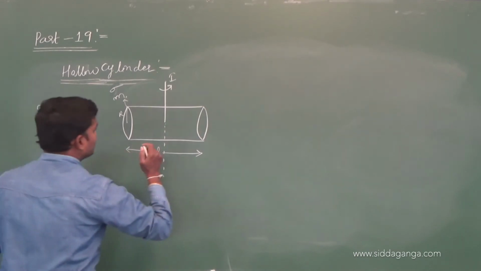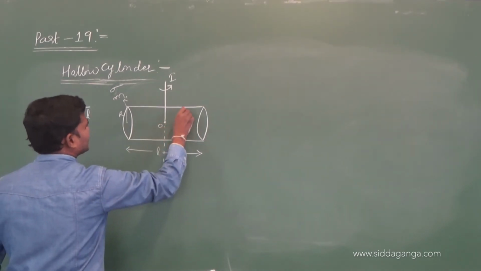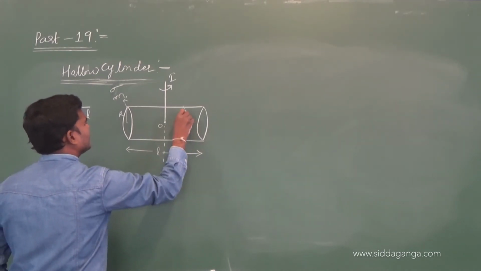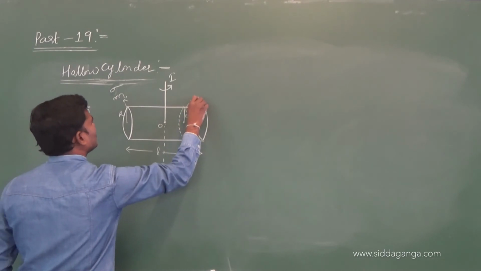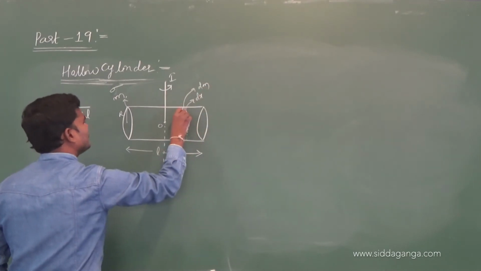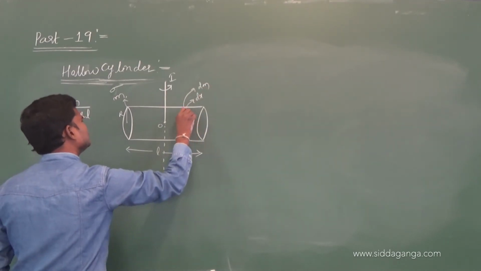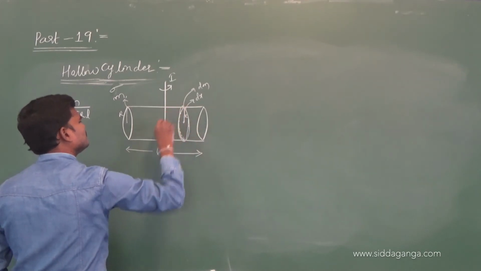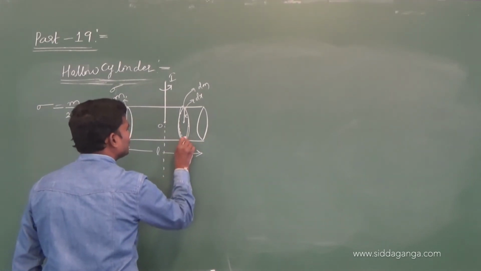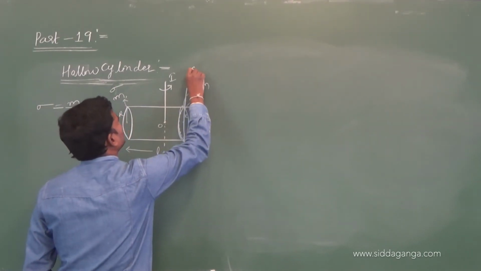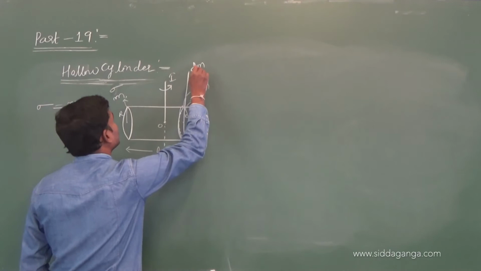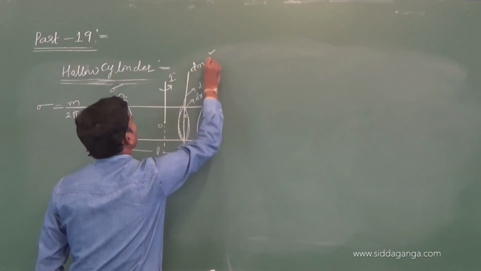To find the moment of inertia about this axis, let us take a small part whose radius is again r, and the thickness of the small part is dx. The mass of the small part is dm, and this is a circular ring. What is the moment of inertia of a circular ring about the diameter? mr square by 2, where m is dm, so dm r square by 2.